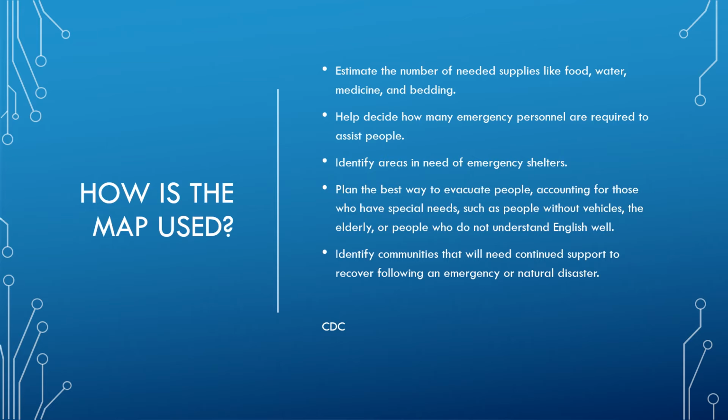How is the map used? Estimate the number of needed supplies like food, water, medicine, and bedding. Help decide how many emergency personnel are required to assist people. Identify areas in need of emergency shelters. Plan the best way to evacuate people, accounting for those who have special needs, such as people without vehicles, the elderly, or people who do not understand English well. Identify communities that will need continued support to recover following an emergency or natural disaster.